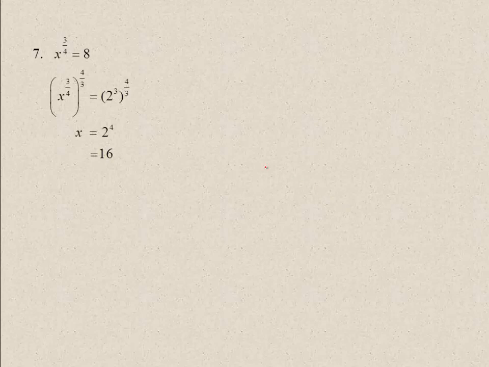A few more to go, guys. Now, there's the classic example that I was talking about. The trick over here, guys, was this 3 over 4. Remember, 8 is written as 2 cubed. To get rid of the 3 over 4, I raise both sides by the power 4 over 3. And that's your trick. The answer here is 16.